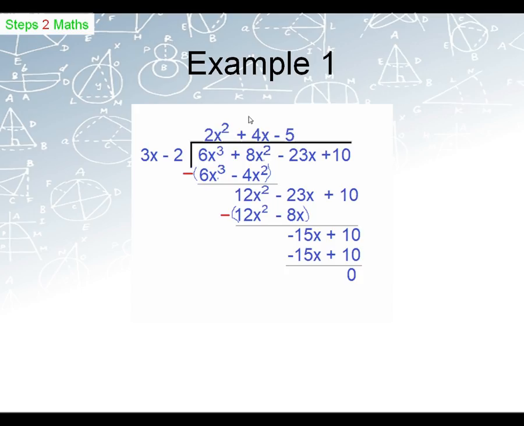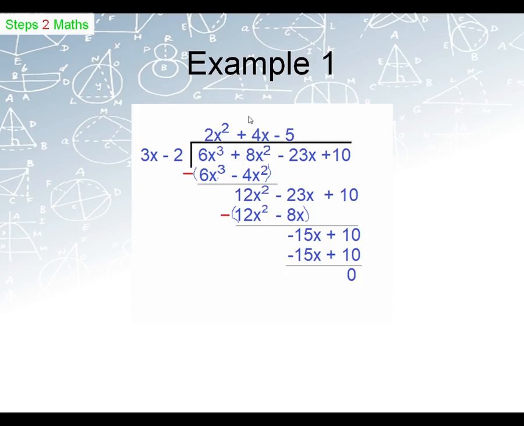We have minus 23x plus 8x. Subtracting negative 8x is the same as adding 8x to give us negative 15x, which is our remainder, and we bring down the 10. Then we repeat the process. 3x into negative 15x goes minus 5 times. Minus 5 goes up in our answer row at the top and is multiplied by 3x minus 2 to give a negative 15x plus 10.